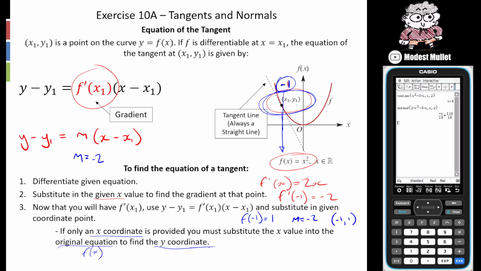and we can substitute those in and get y minus y1, which is 1, equals -2 bracket x, take away, and our x coordinate was -1. And then just rearrange and simplify to get y equals whatever the equation of the tangent is.